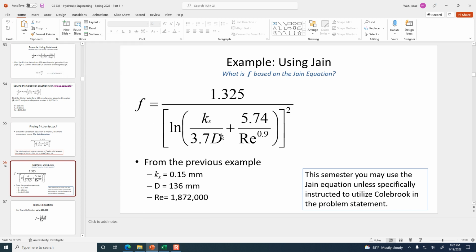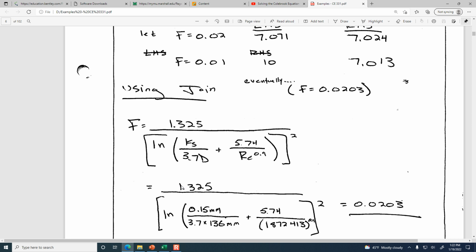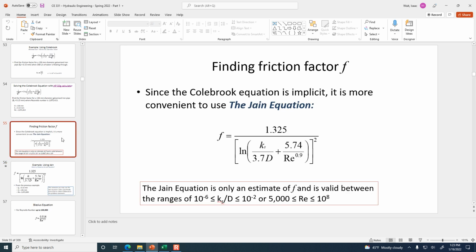Okay, so K sub s is 0.15. The diameter is 136. The Reynolds number is 1,872,000. So if we make that substitution into the Jain equation, then get all the parentheses and the exponents in the right spot, I think what I got was 0.0203, which is the same value that we'd gotten from the Colebrook equation. The two diverge more the further outside, or maybe closer to the border, you are on this calibration range.